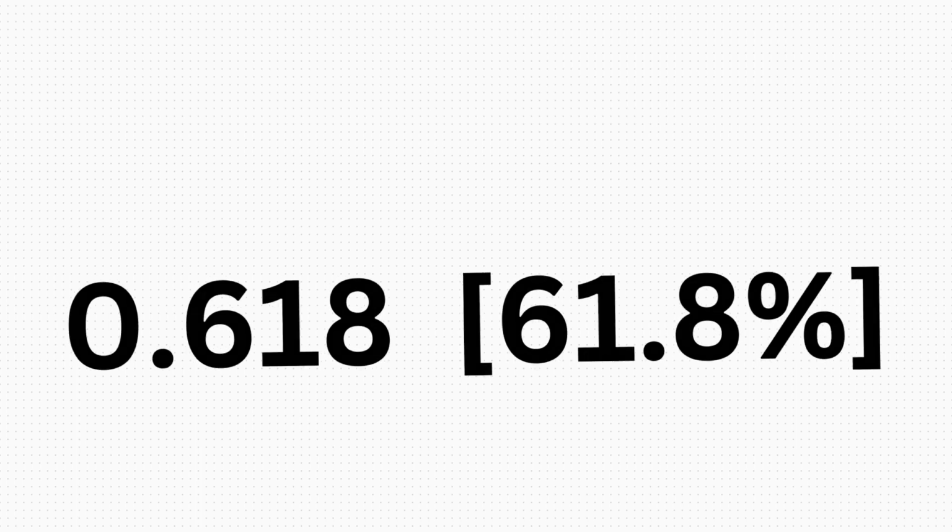Now, the following are the Fibonacci sequence numbers or levels. The first one is 0.382, that is equal to 38.2%. The second is 0.500, that is equal to 50%. The third one is 0.618, that is equal to 61.8%. And the last one is 0.786, that is equal to 78.6%.